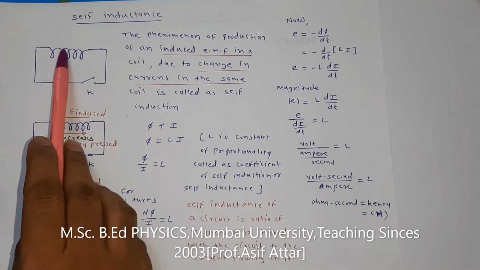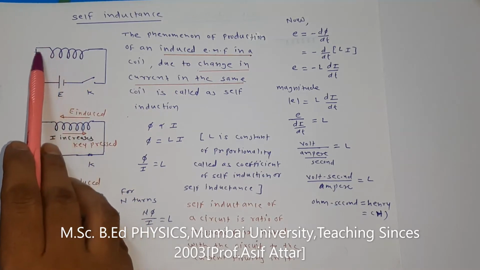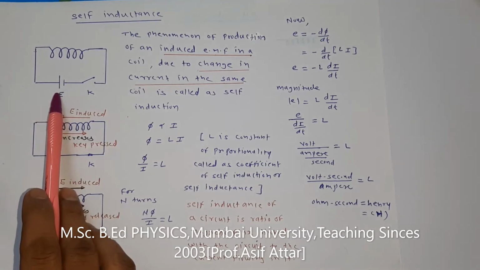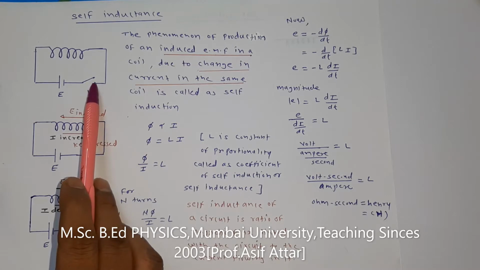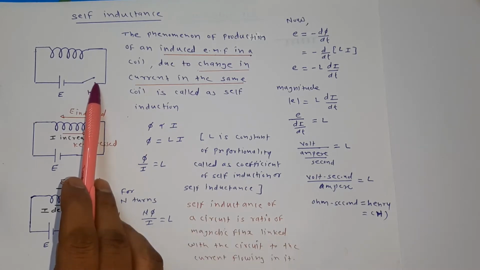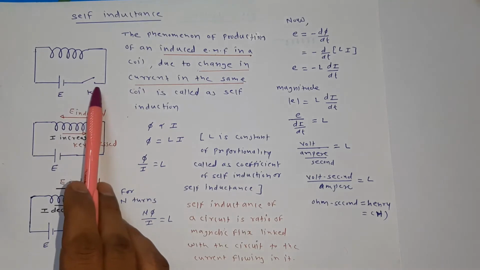Suppose this is a coil of some number of turns. This coil is connected to a source of battery EMF, and it has a plug key. When the key is closed or when the key is open, the current through the coil changes. That means current may increase or may decrease depending upon whether we are closing the key or opening the key.